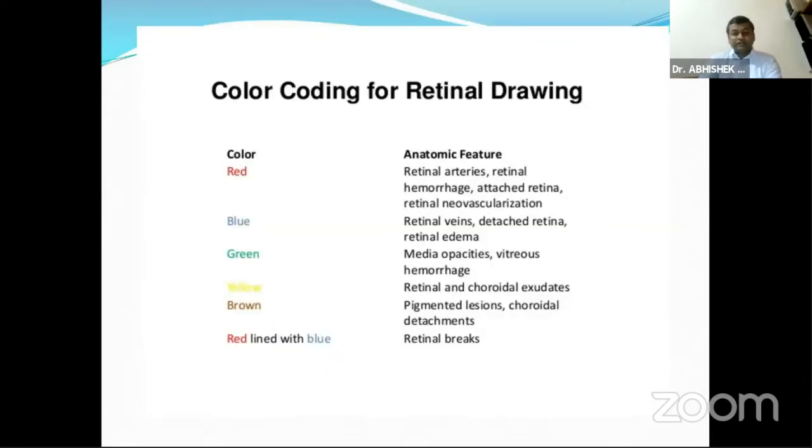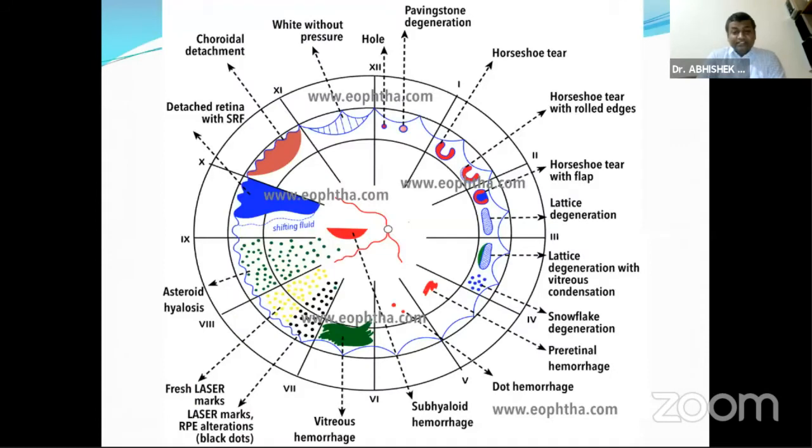With this brief in mind, and more so, this will be dealt with by Dr. Sangeet Mittal for utilizing it in preoperative planning and all. So I'll be coming to color coding, which is an important part of any retinal diagram. Basically, we should remember that red stands for attached retina, retinal arteries and hemorrhages. Blue stands for detached retina, retinal veins and edema. Green is anything in the vitreous, like vitreous hemorrhage and media opacities. Yellow is for exudates like retinal and choroidal exudates. Brown is for choroidal detachments and pigmented lesions. So these are the various pathologies which can be depicted as drawn.